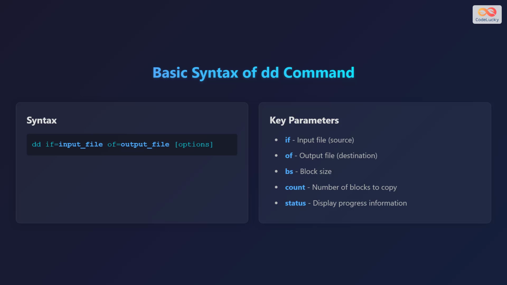In addition to these, there are several options that control how the data is copied and converted. Some of the important parameters include the block size, represented by bs, which determines the number of bytes read and written at a time. Another one is count, which specifies the number of blocks to copy, useful for partial copies. Lastly, the status parameter lets you display progress information during the operation.